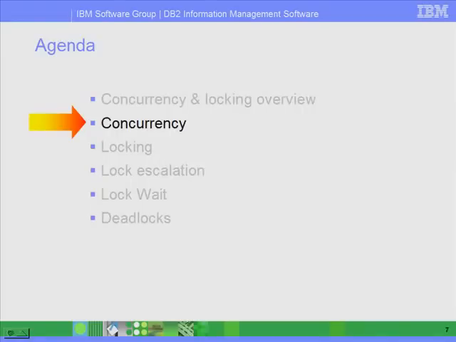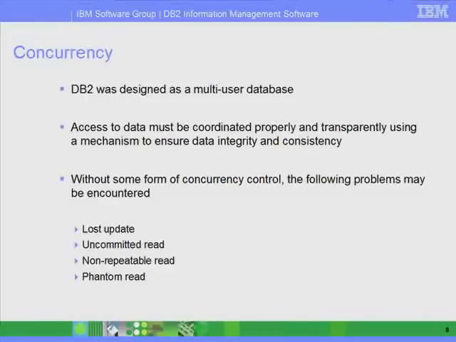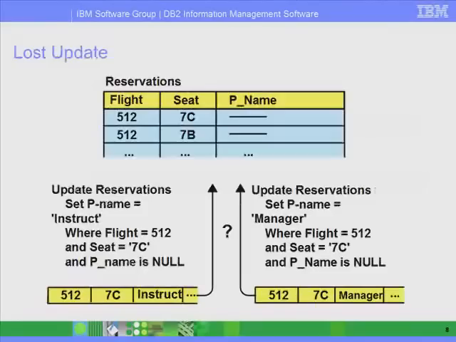And now we're going to talk about concurrency in a little bit more detail. Concurrency is designed for allowing users to access a database simultaneously, so several applications can work on the same database at the same time. And there are several problems that can happen if there is no concurrency control. The four problems that can happen are lost update, uncommitted read, non-repeatable read, and phantom read. Let's explain each of these problems very quickly.